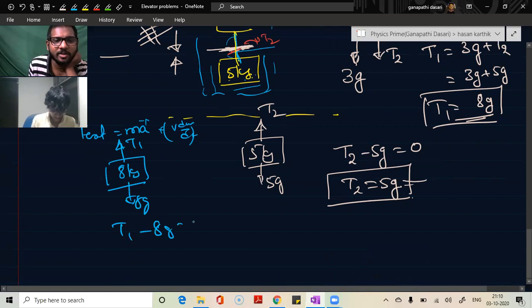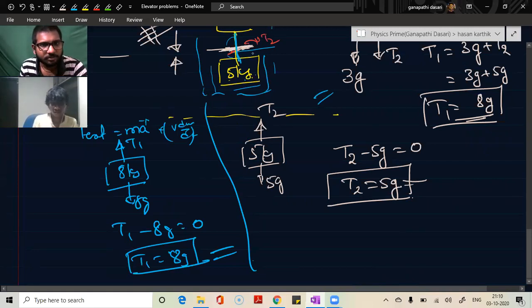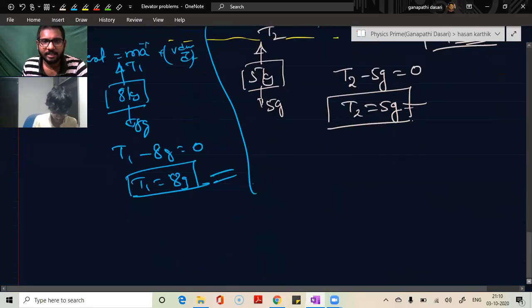T1 minus 8G is equal to 0 here. T1 is equal to 8G. Like this also you can get 8G. But in the beginning, I'll encourage students to write like this so that they will not make mistakes in writing down tensions. Later on, you will get habituated in finding out systems.